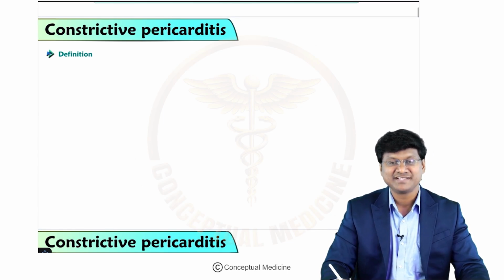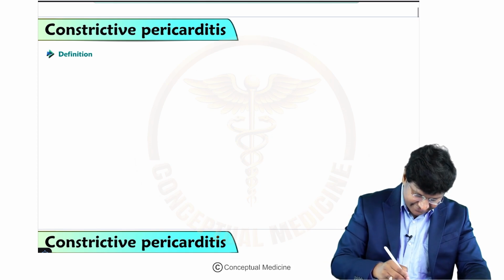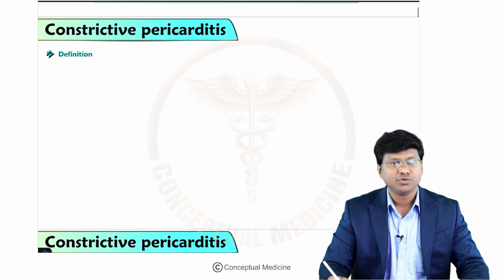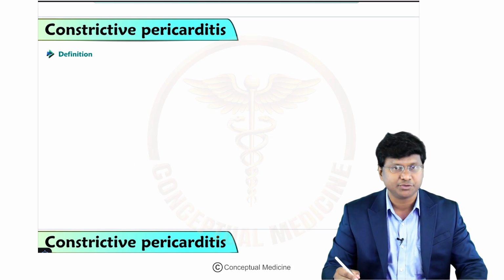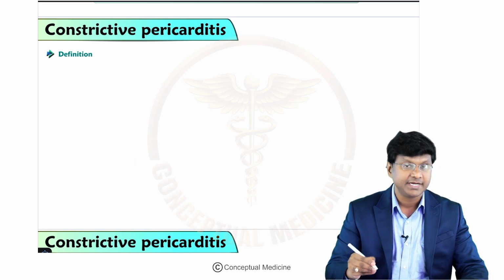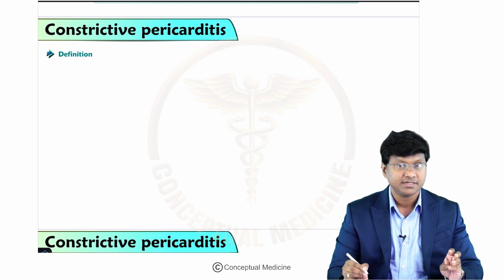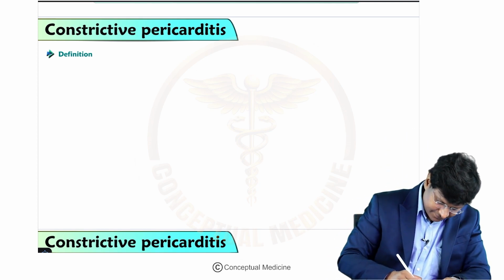In this session, I will be discussing a very important topic in cardiology, that is constrictive pericarditis. So, what exactly is the definition of constrictive pericarditis? Constrictive pericarditis is a condition in which the pericardium becomes thickened, scarred and often calcified.